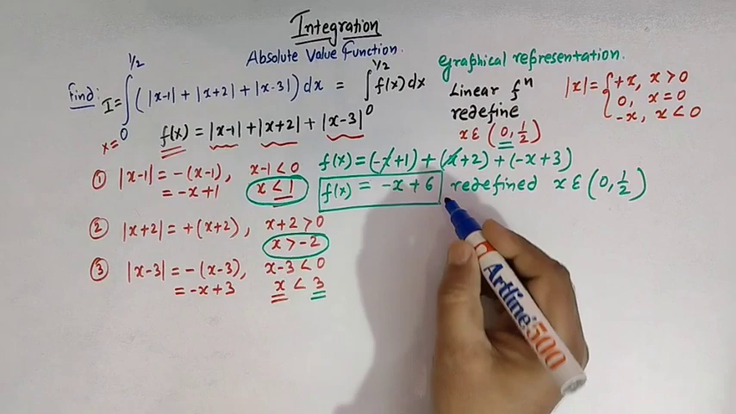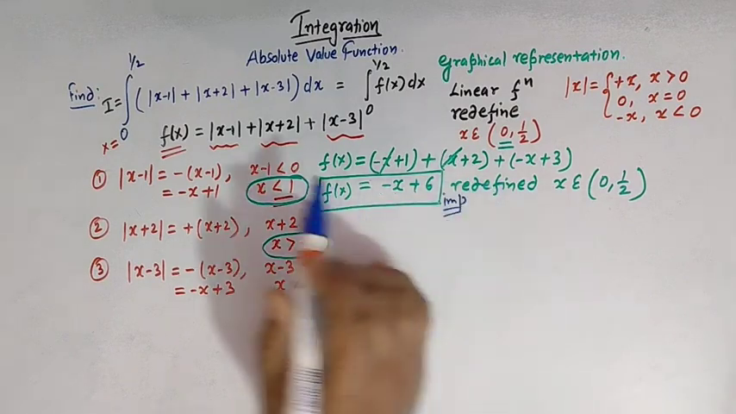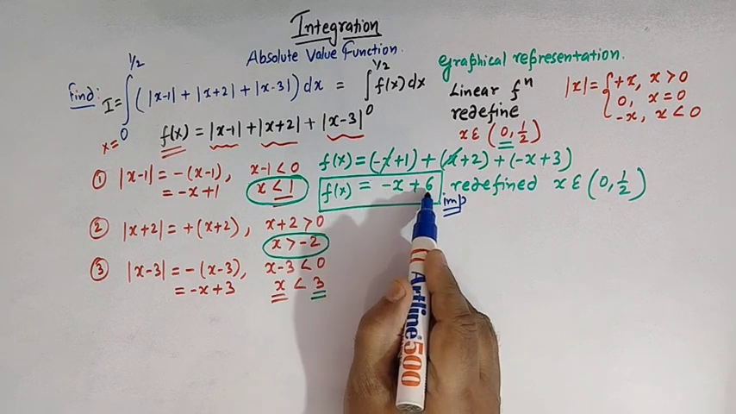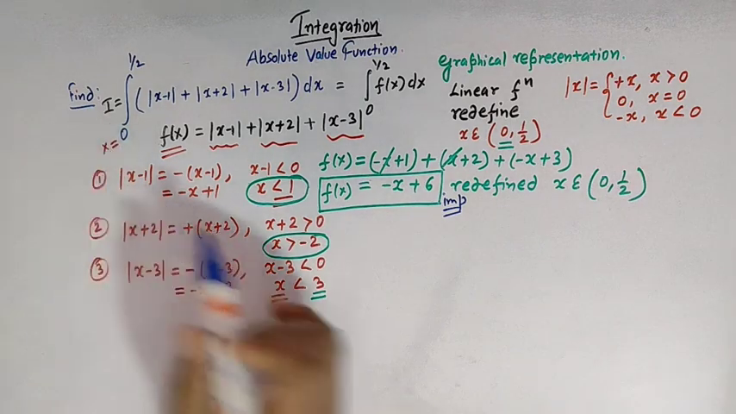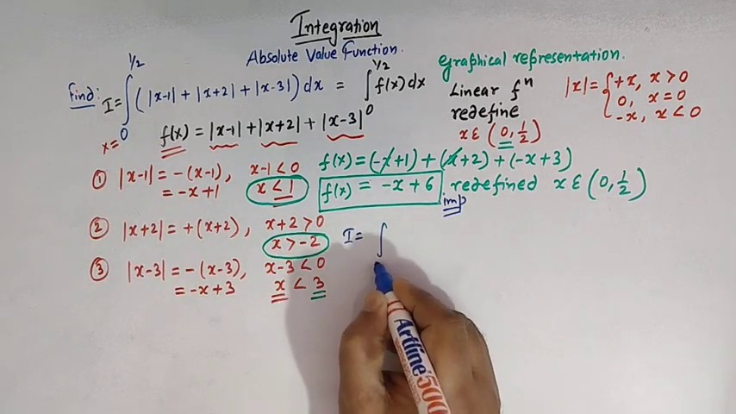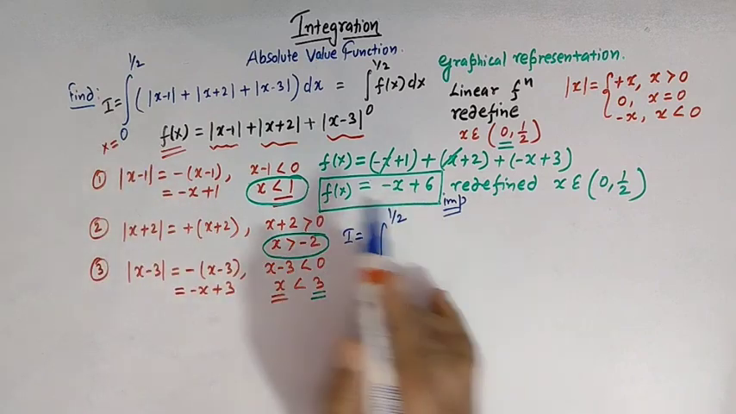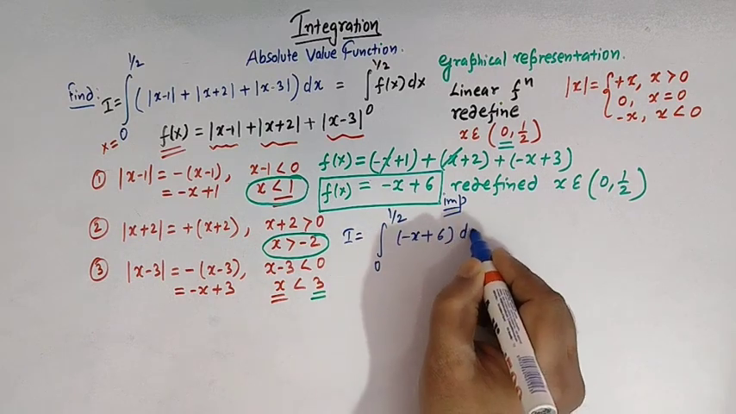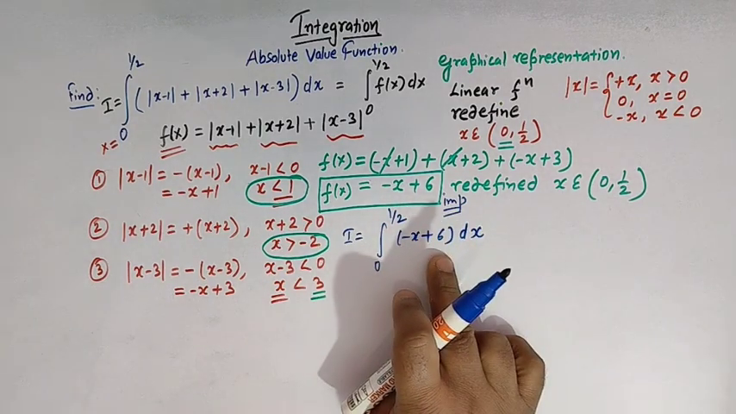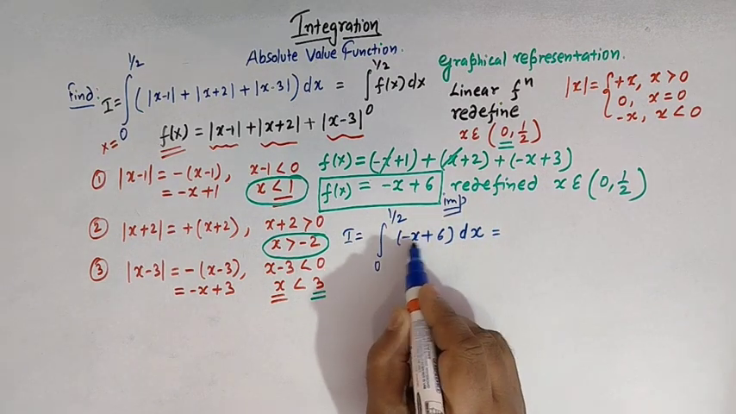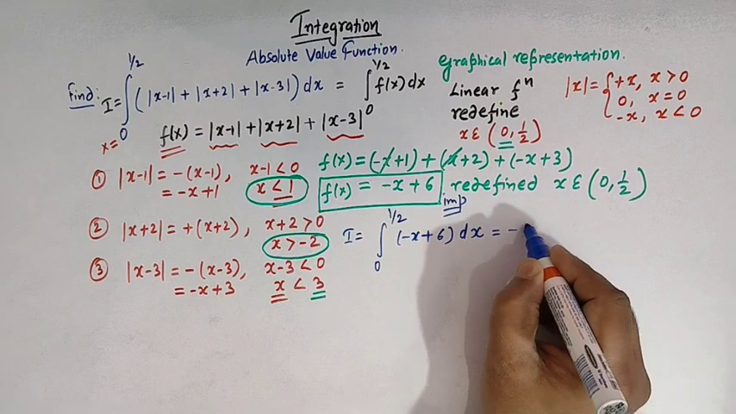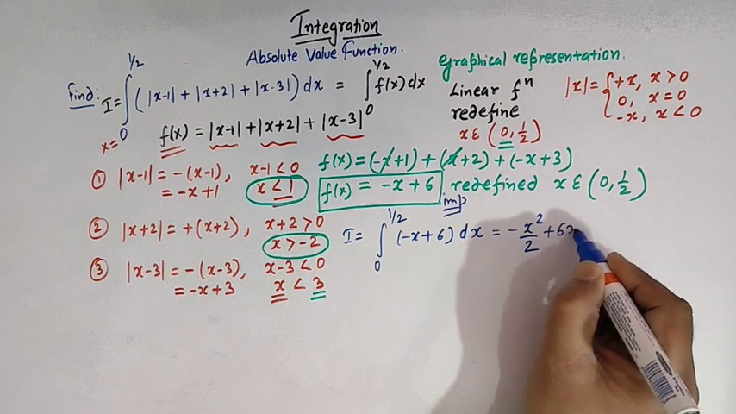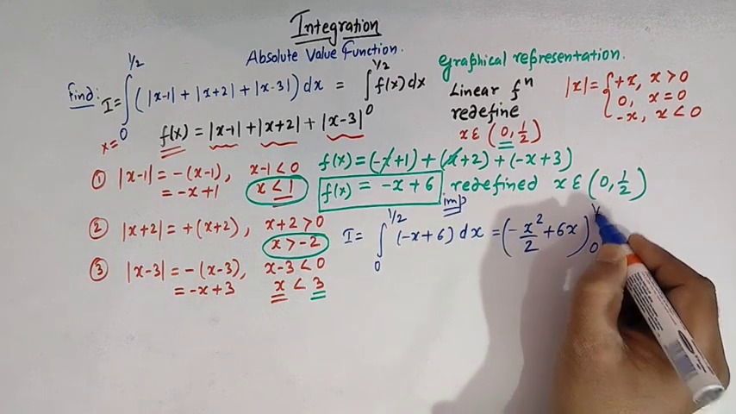So viewers, this is the most important step of this problem, right? So f of x is equal to negative of x plus 6, right? So now this integral I can be written as 0 to half, and here for f of x, now we can write minus x plus 6 and dx. So now we have a very simple integral, and we can now have the integral of x, that is x square over 2, and integral 6 dx is simply 6 of x, and limits are from 0 to half, right?